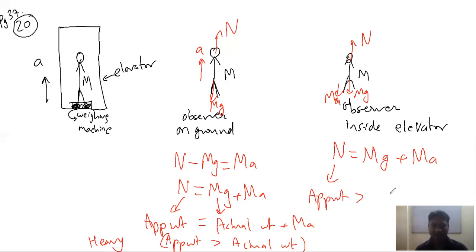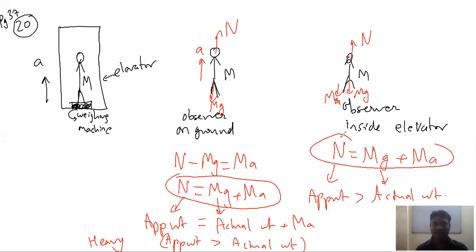Apparent weight is greater than mg, which is the actual weight. So this is how we'll solve question number 20. The value of N from both observers, the observer on the ground and the observer inside the elevator, will have the same Newton's law equation. So this is question number 20.